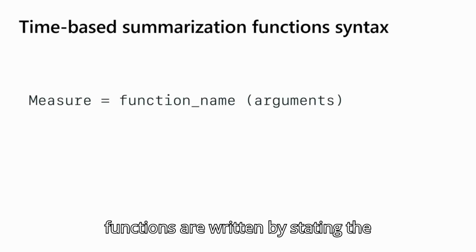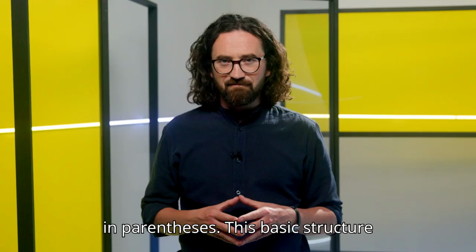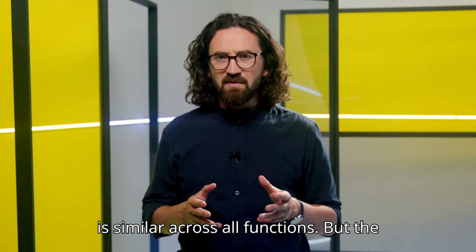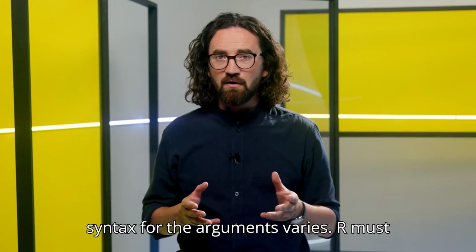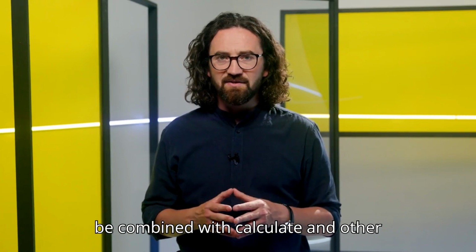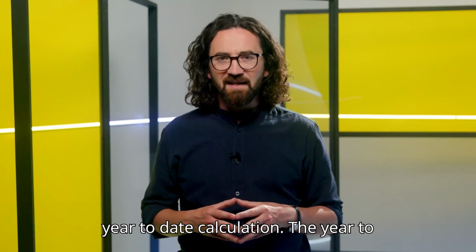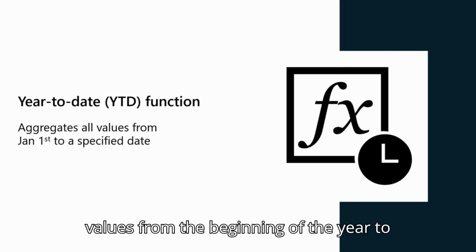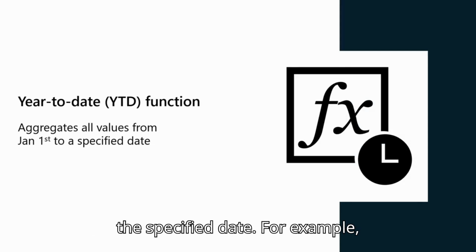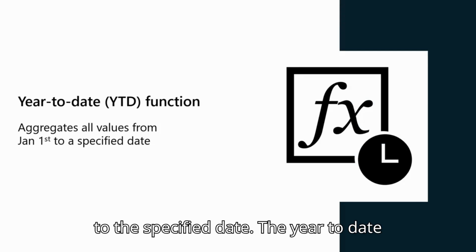The functions are written by stating the function name and the required arguments in parentheses. This basic structure is similar across all functions, but the syntax for the arguments varies or must be combined with calculate and other functions. Let's begin with the year-to-date calculation. The year-to-date calculation, or YTD, aggregates values from the beginning of the year to the specified date. For example, all sales from January 1st of that year to the specified date.